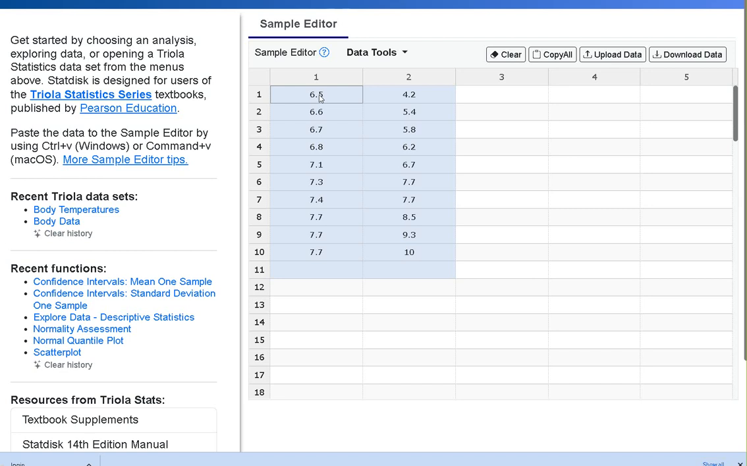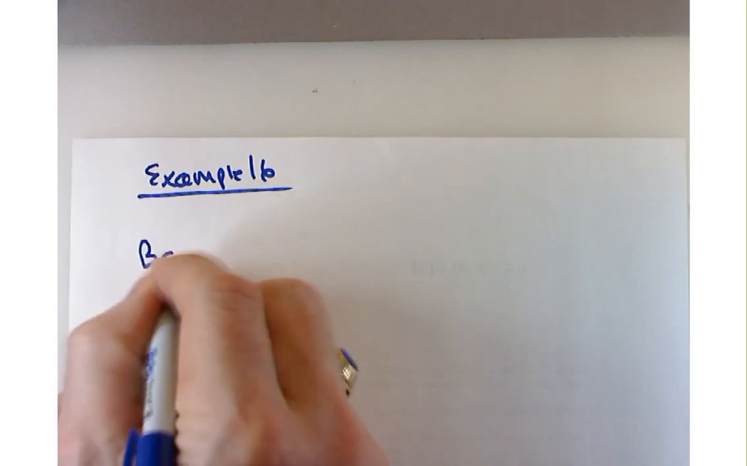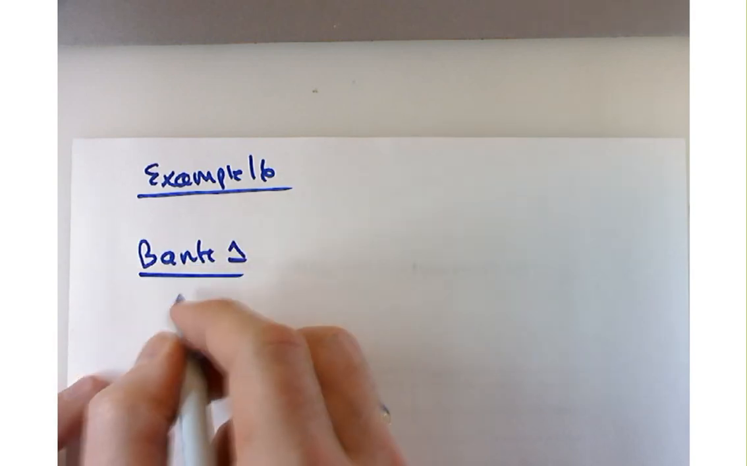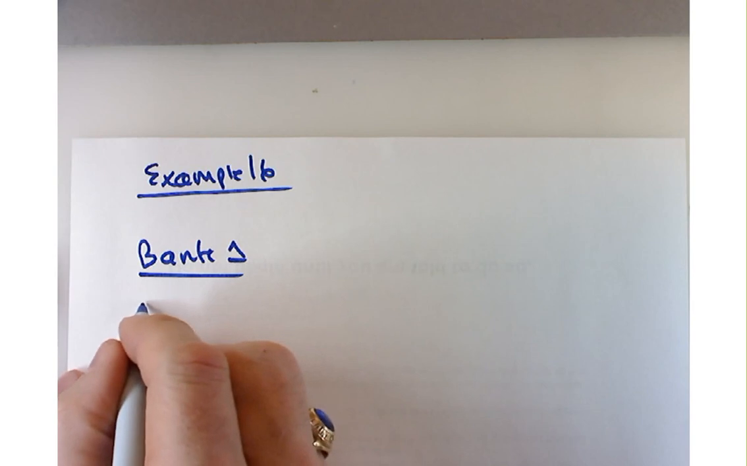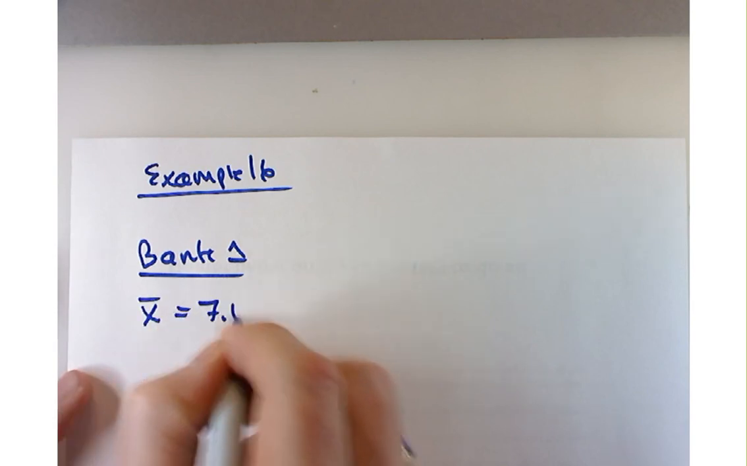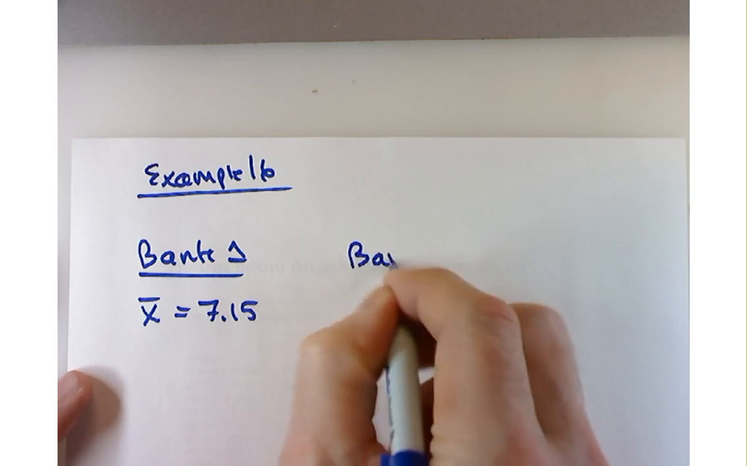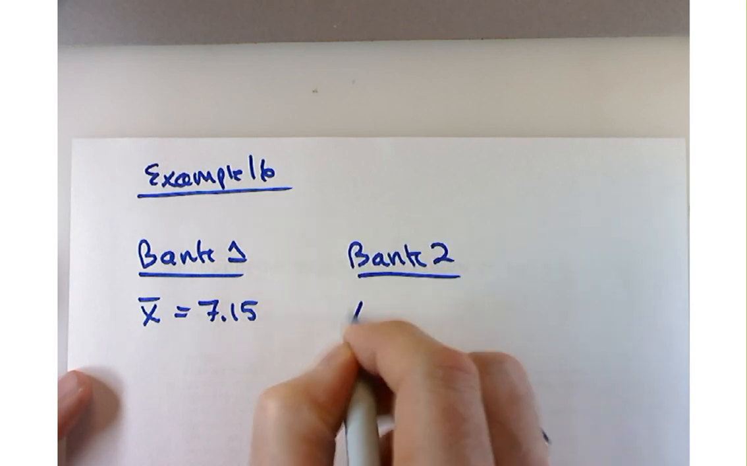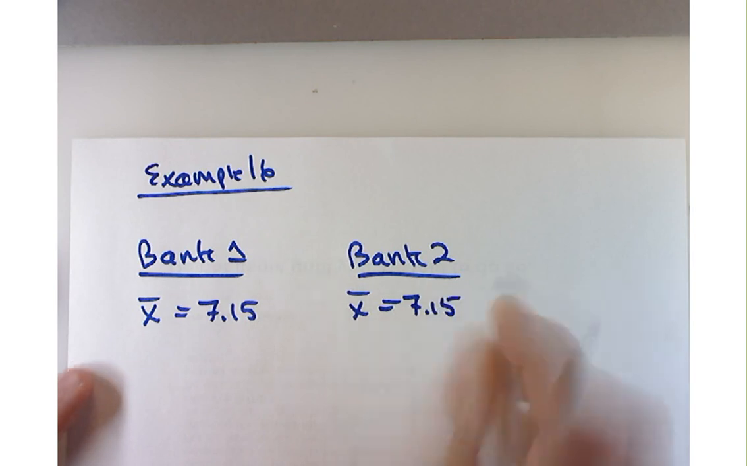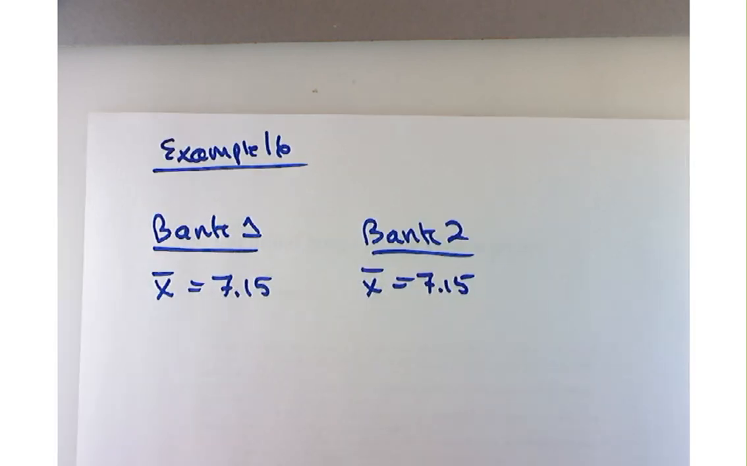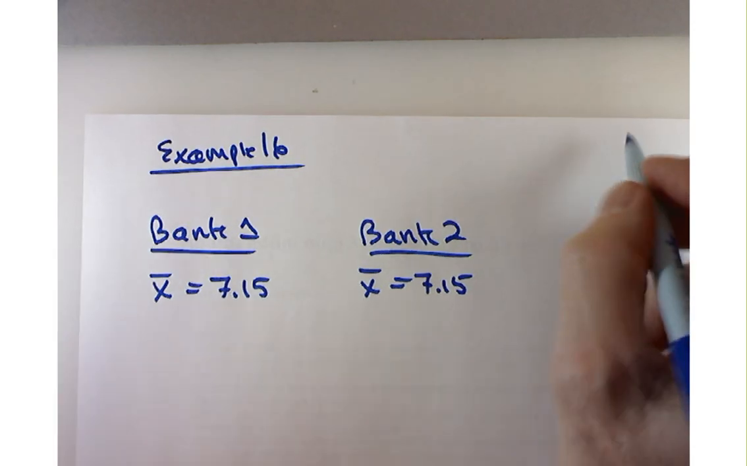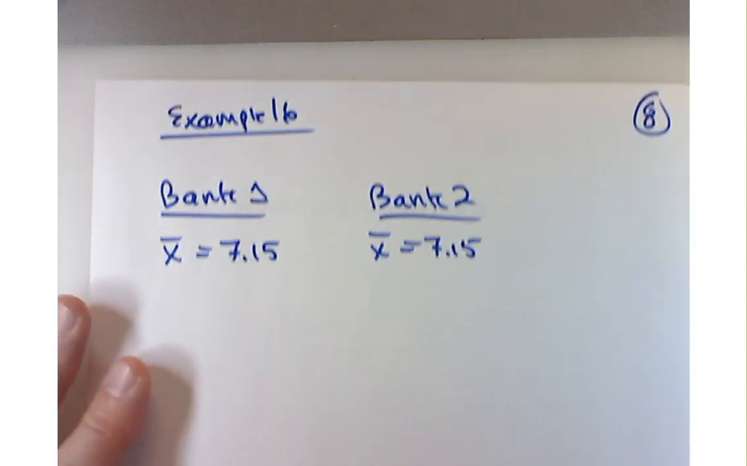The interesting thing is that the mean wait time for both of these different styles of banks is 7.15 minutes. So, Bank 1, the mean wait time, X bar is 7.15. Bank 2, X bar is also 7.15. Obviously this data is contrived, but that's okay. I think it makes a good point, and it asks you to do a little bit of thinking when you're all done.